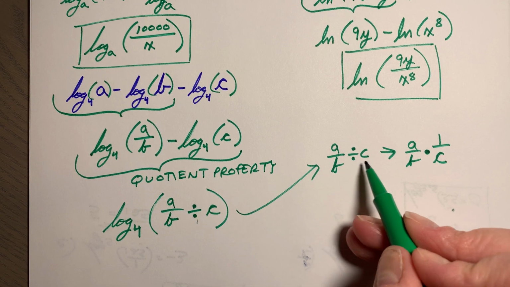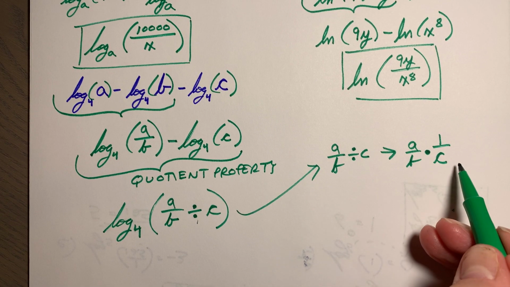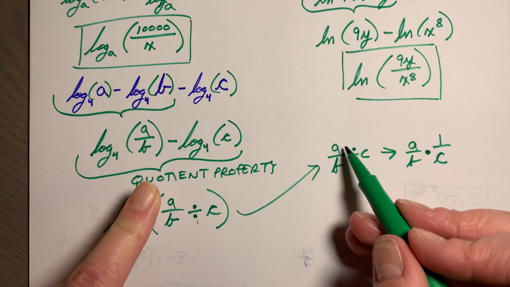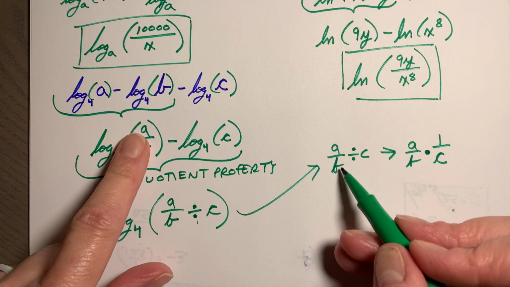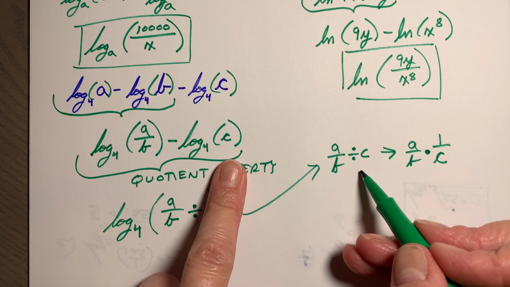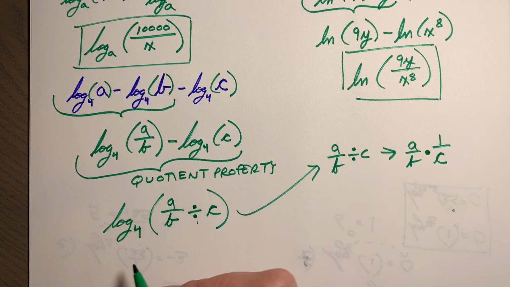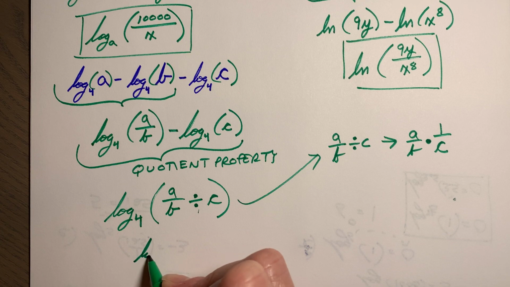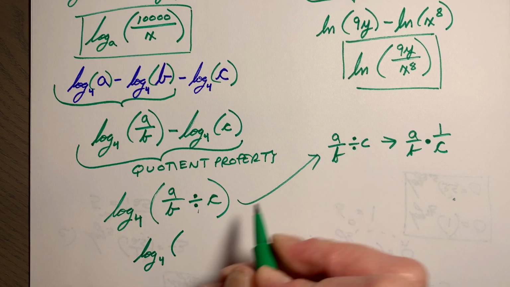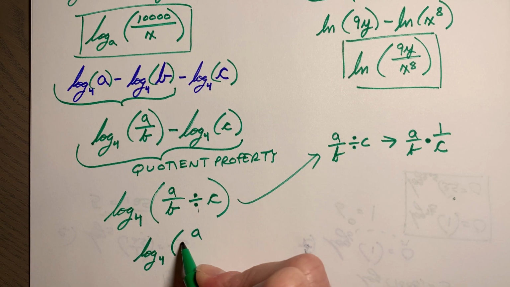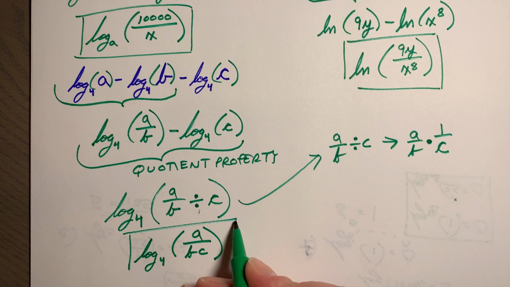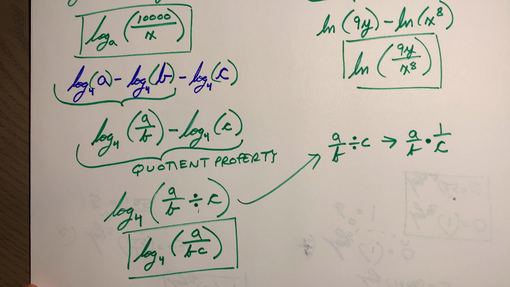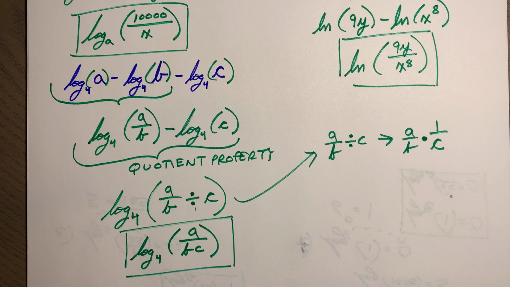So I like having it horizontally. The fractions, I think, fall into place better. This is this divided by this, right? So a over b divided by c, equivalent here. This is going to give us our single log base 4. The numerator is a, the denominator is bc. And there is our condensed expression.